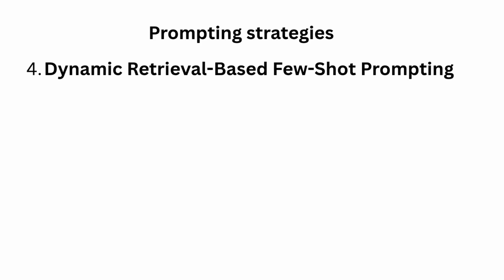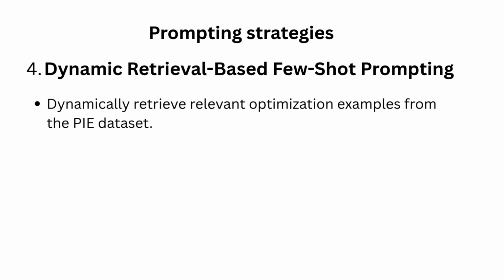The fourth and most powerful prompting strategy is dynamic retrieval-based few-shot prompting. This is one of the key ideas in this section. Instead of relying on fixed, manually chosen examples, the authors dynamically retrieve the most relevant optimization examples directly from the PIE dataset. The core idea is simple but very effective.